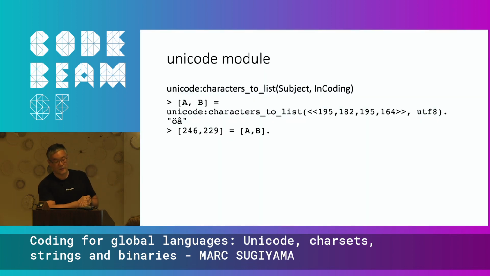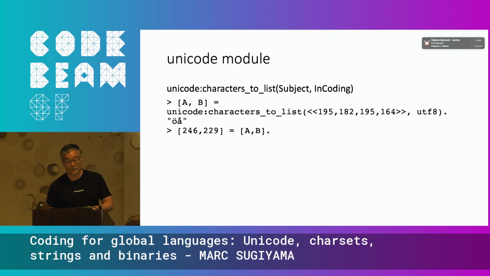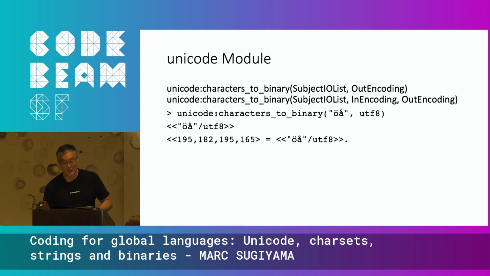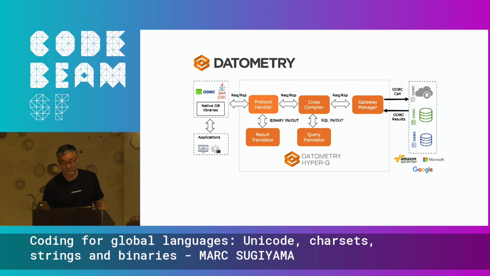And then there's a bunch of functions that are used to do the conversion from character lists or do the encoding work in Erlang, which we'll just skip over quickly. One is characters to list, and the other is characters to binary. So that allows you to encode from one character set encoding to another. Those are sort of the building blocks within Erlang.